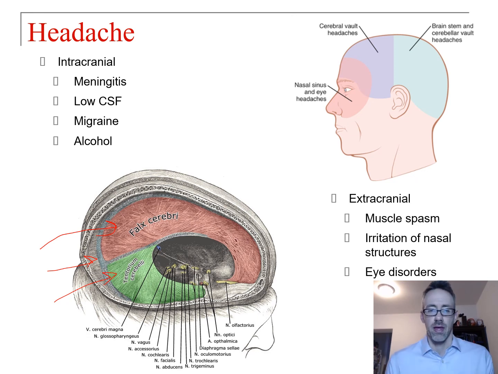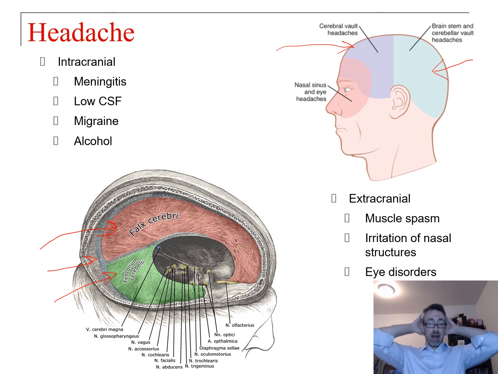And so for example, if I irritate the falx cerebri or anything in the superior vault above the tentorium cerebelli, the cranial nerve 5 carries pain innervation for that. And we refer that to the anterior portions of our head, which you see highlighted here in the cartoon in blue. If it's below the tentorium cerebelli, which is the green thing, in the inferior cranial vault there, that can be referred to the green area, which you see over here. So things like the brainstem, cerebellar vault, that can be referred to the back of the head.